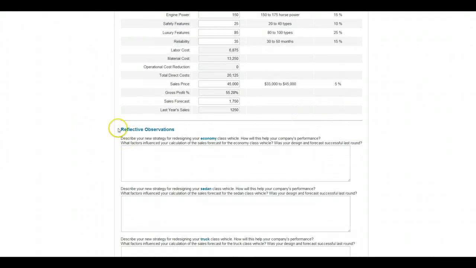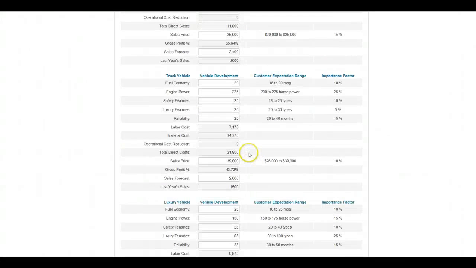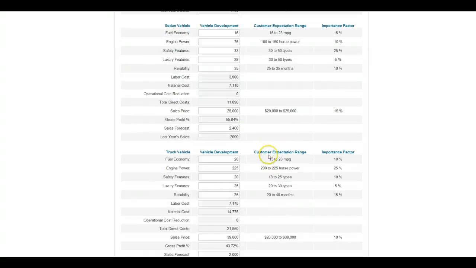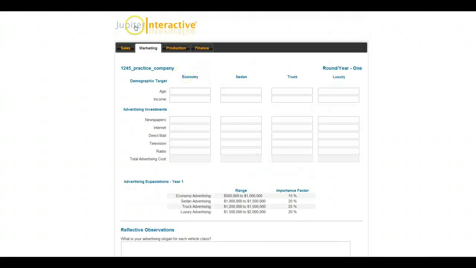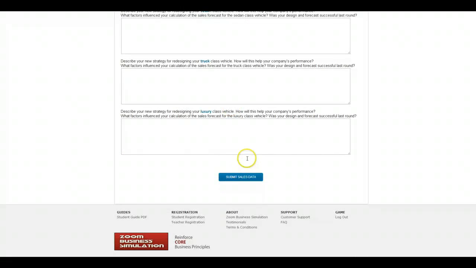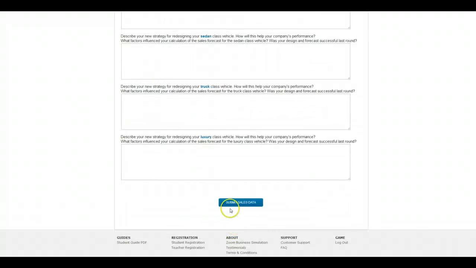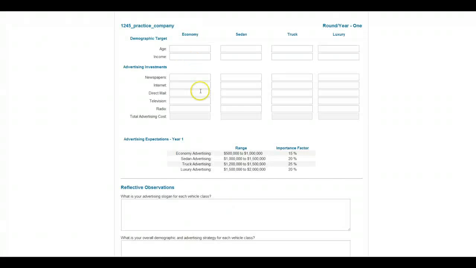Now, don't worry about filling out the reflective observations. We're not going to do that for the sake of this online class. I think that's more of a team exercise. So we're just going to worry about strictly putting the numbers in for our simulation. So I'm going to submit the sales data. Once the sales data has been submitted, all the numbers are locked in. If I didn't hit this blue button and I went to the marketing tab, all this information would disappear. So we don't necessarily want that.